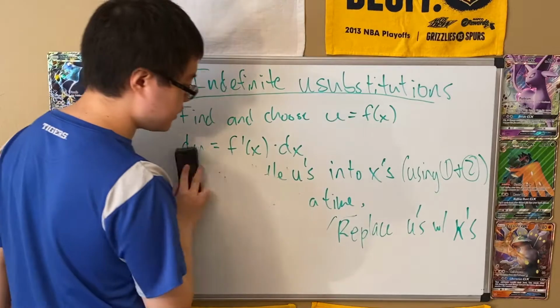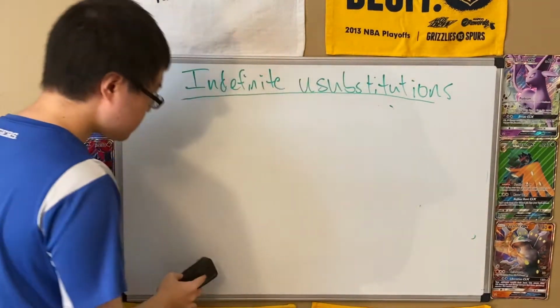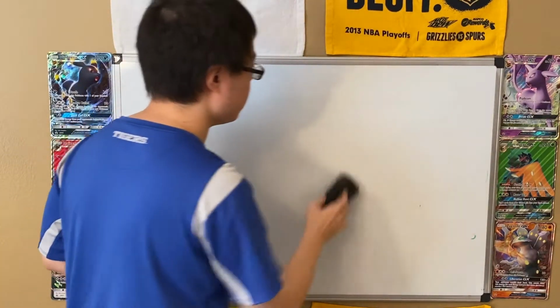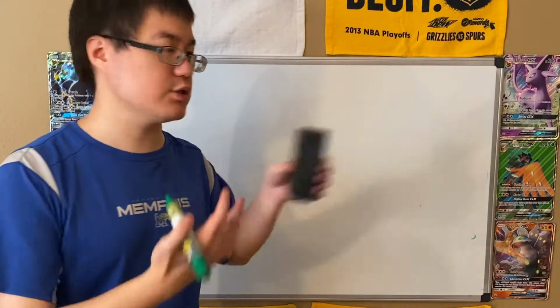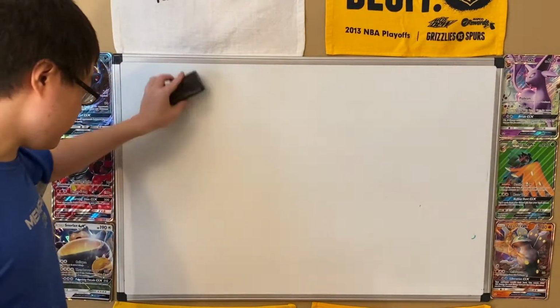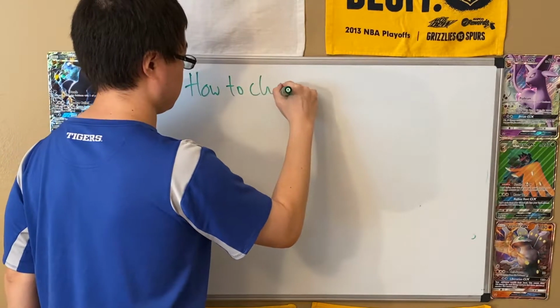Sometimes choosing the u is the easiest step, sort of given. But sometimes it's the most difficult step. It's the step that you're going to mess up, and when you mess up, it's just going to be really, really bad. So let's talk about how to choose the u.